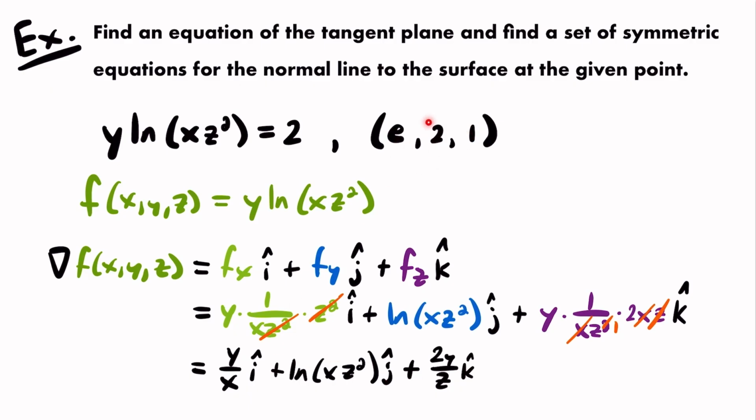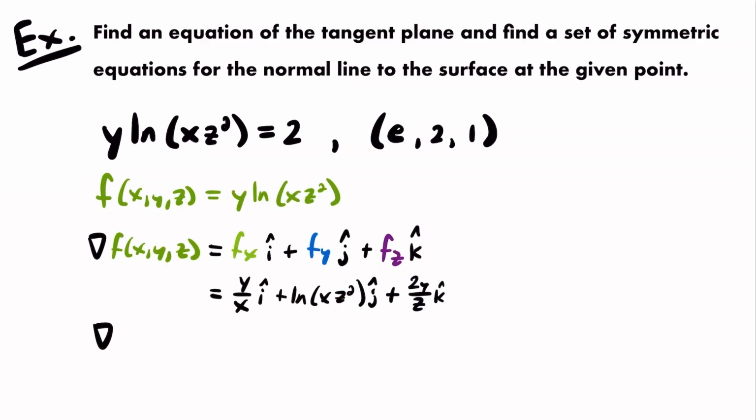Let's now plug in the point that we've been given to get the specific gradient vector, which will be the specific normal vector at this point on this surface that we can use to find the tangent plane and normal line. All right, so let's plug the point in. We will have the gradient of f at (e, 2, 1) is equal to this vector evaluated at this point where x is e, y is 2, and z is 1.